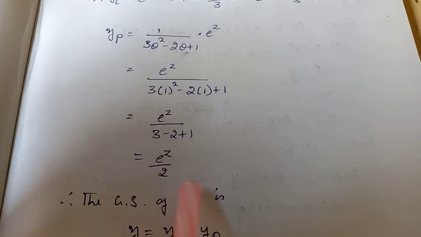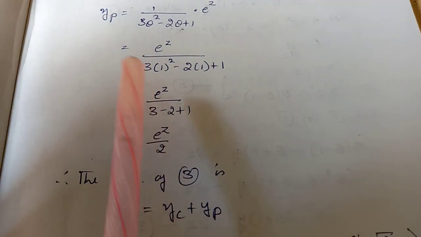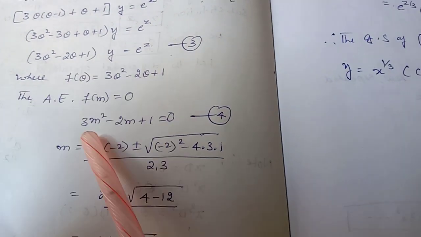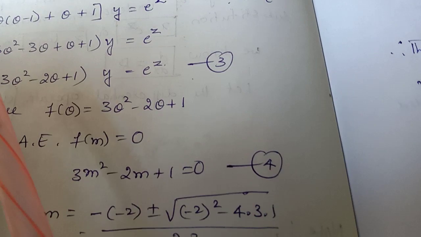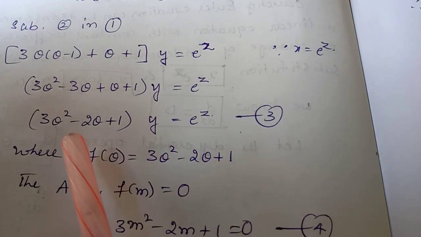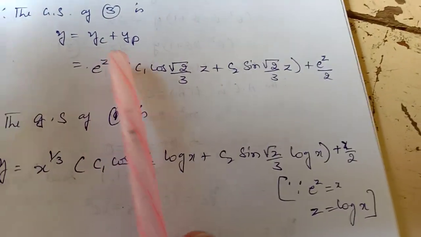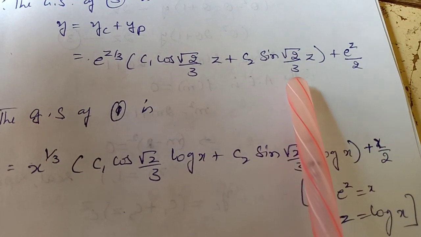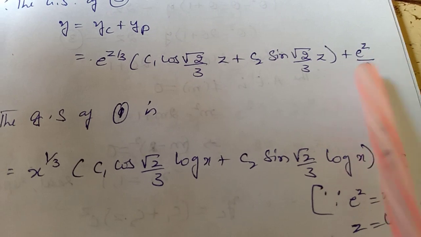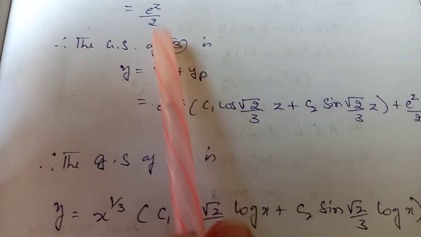Now this is the particular integral for the equation f(m) = 3m^2 - 2m + 1. Now we want to write the general solution for equation 3. The general solution for equation 3 is yc + yp. The question is in terms of z and theta, so we get e^(z/3) (c1 cos(root 2/3 z) + c2 sin(root 2/3 z)) plus yp, which is e^z/2.